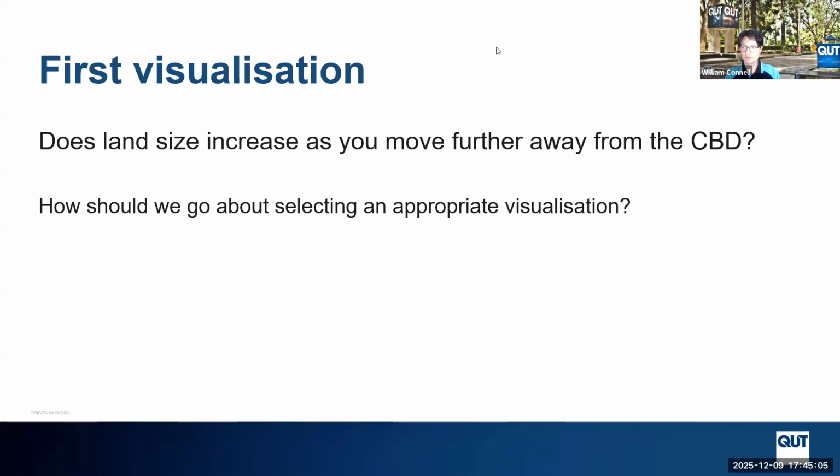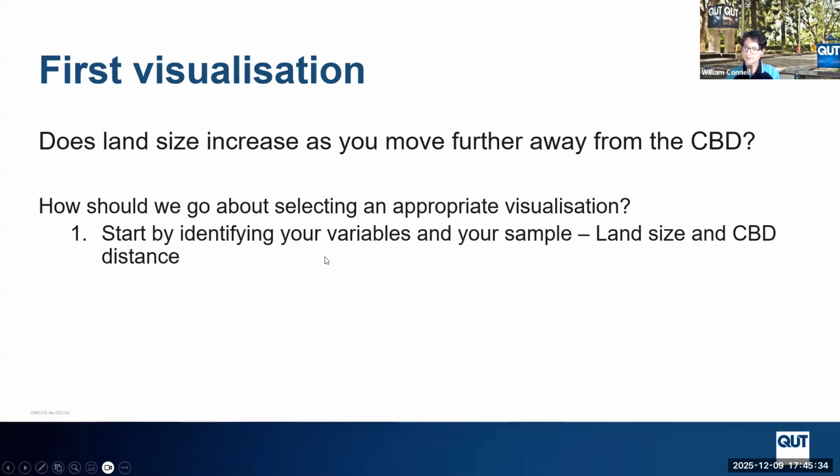So in order to actually produce a visualization that is appropriate to answer these questions, we need to have a bit of a think about some of the characteristics of the question that we're being asked, right? So for our first visualization, we're asked, does land size increase as you move further away from the CBD? So the first thing that we need to do is identify the variable or the variables that we're interested in making a visualization with, right?